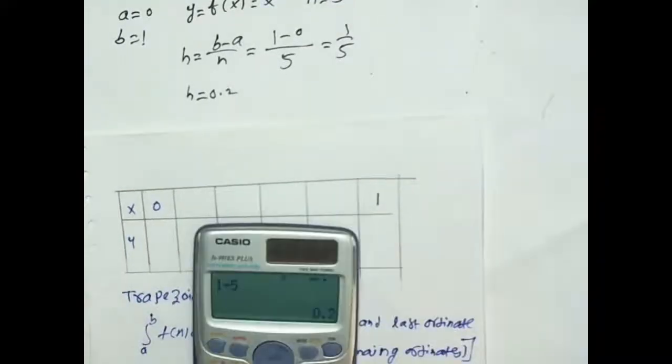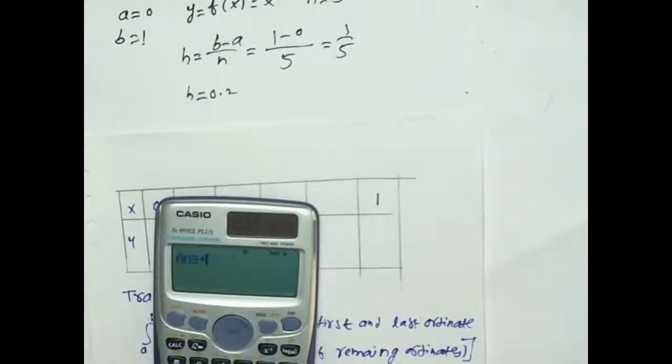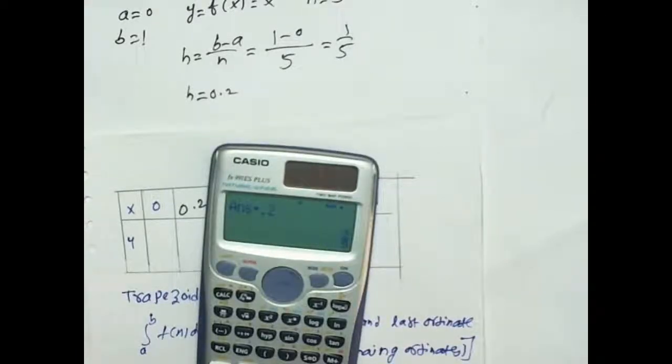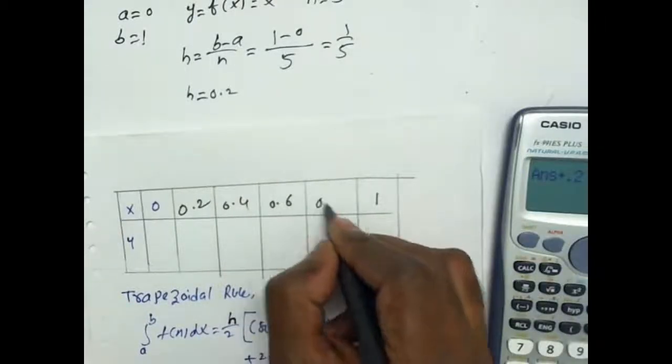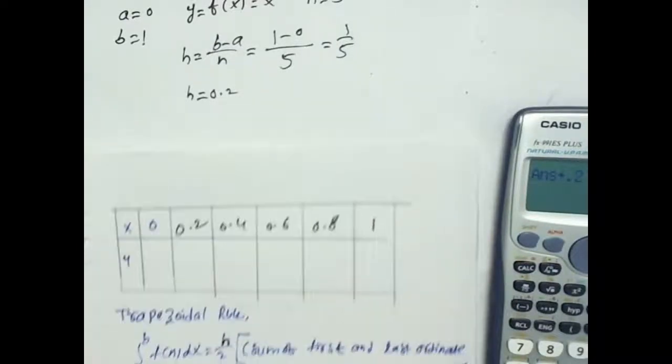0 plus 0.2 is 0.2. 0.2 plus 0.2 equal to how much? 0.4. Plus 0.2, that is how much? 0.6. That is 0.8. 0.8 plus 0.2 is 1. Okay. Now we have to find the y value.